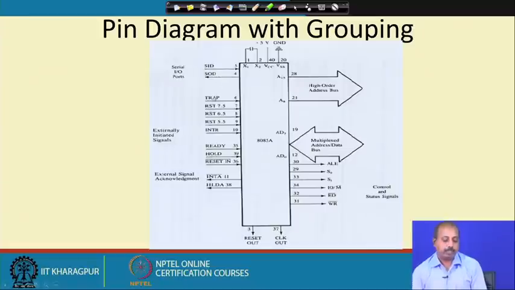Then you can have some interrupts, given by pin numbers 6, 7, 8, 9 and 10. They are the interrupt pins. Then you can have an interrupt acknowledge, this INTA bar line, which is pin number 11. This comes in conjunction with pin number 10, INTR. When the interrupt is coming, this interrupt acknowledgement pin is activated by the processor. When we discuss interrupts, we will be talking about these interrupt and interrupt acknowledge pins.